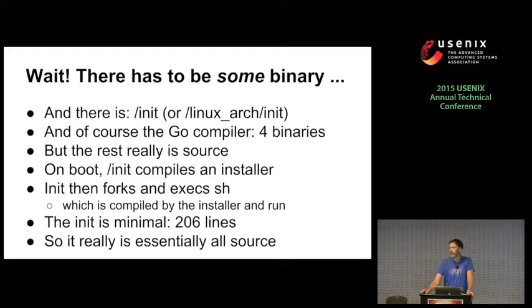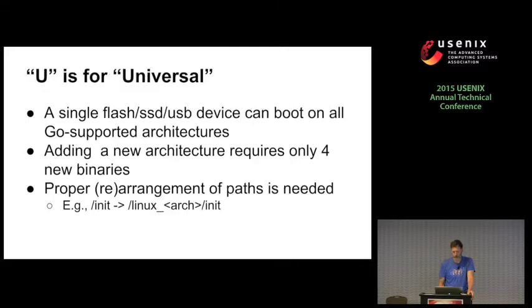Now, how do I get from typing date to getting a runnable date? Well, there's a little trick we play that I'll show in a few slides. But basically, there's a program called the install command. That's got to be compiled, but that's there as source, and init compiles it on boot. And there is a shell, but that's actually there as source, and the shell is compiled on boot and run. The init, finally, is pretty minimal. It's 206 lines of Go. So not a ton of stuff there. It's really an all-source root file system.